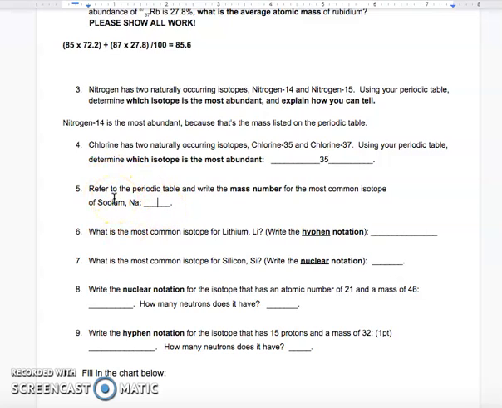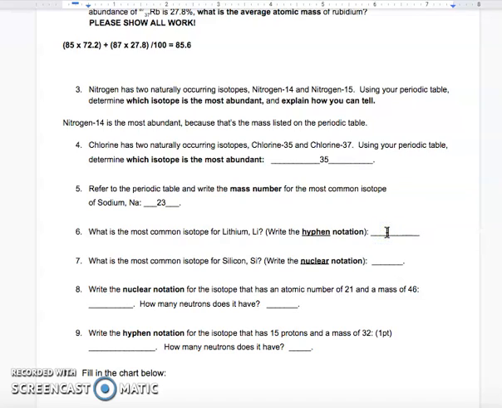5, refer to the periodic table, write the mass number for the most common isotope of sodium. So we're just looking for, okay, what is the weight closest to on the periodic table? The weight on the periodic table for sodium says 22.9. We would round that up to 23.